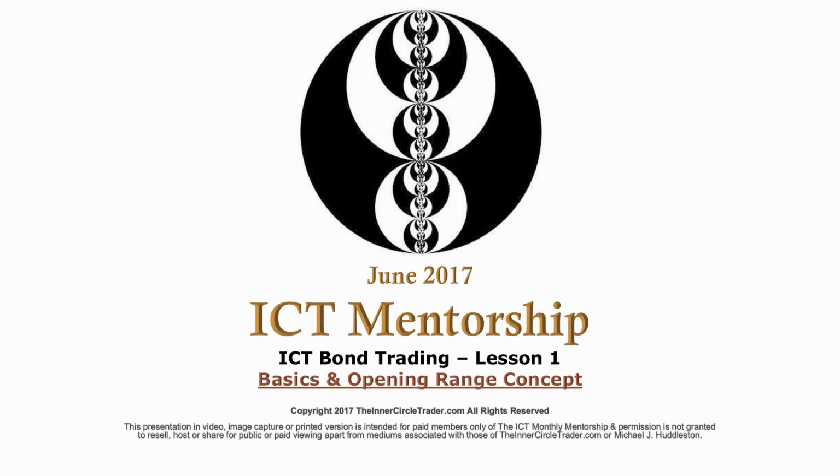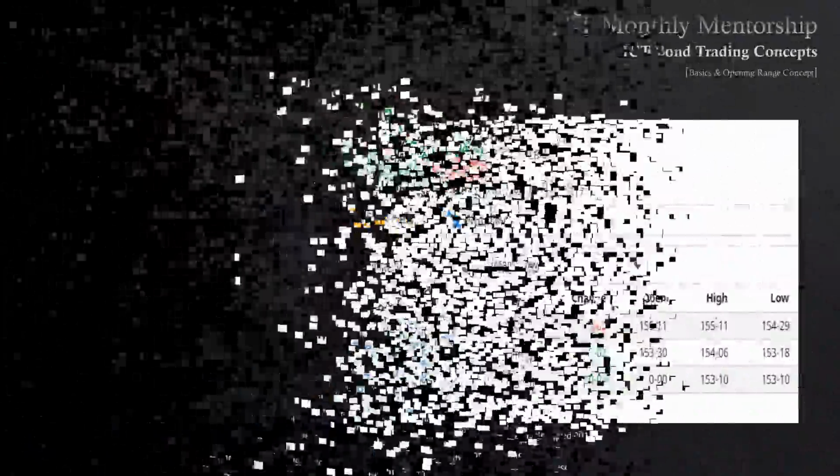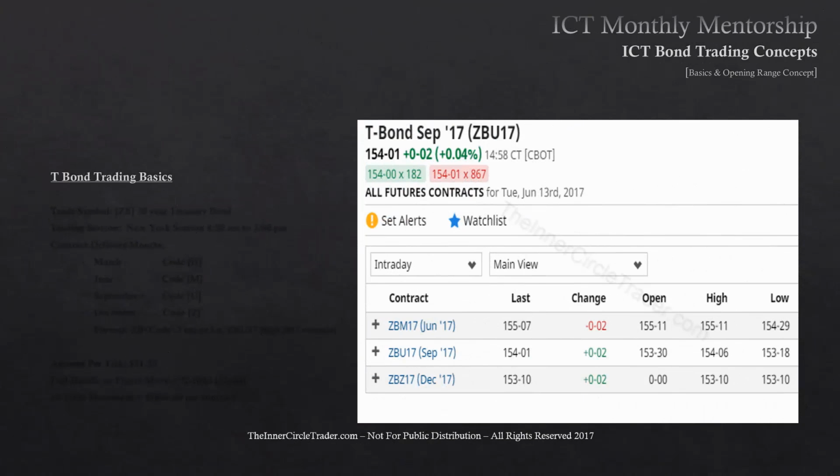Okay, June 2017 ICT Mentorship, ICT Bond Trading, Lesson 1, Basics and Opening Range Concept. When I refer to the Treasury bond, what I'm referring to specifically is the 30-year Treasury bond futures contract. And the trade symbol for this is ZB, and it's for the 30-year Treasury bond.